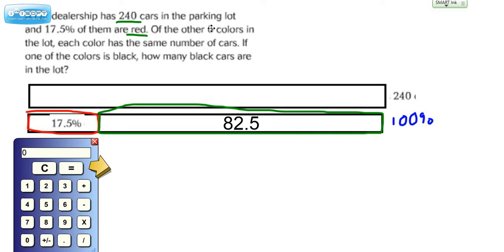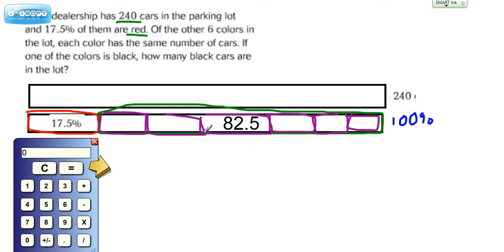Well, it says of the other 6 colors, so let's just break this up into sixes. So we have a chunk here. We have another chunk. We have another chunk. We have another chunk. 1, 2, 3, 4, 5, 6. So even though it's not quite right, you can kind of visualize that we have 6 chunks. And again, they're not proportional, but we're just doing it to get the idea.